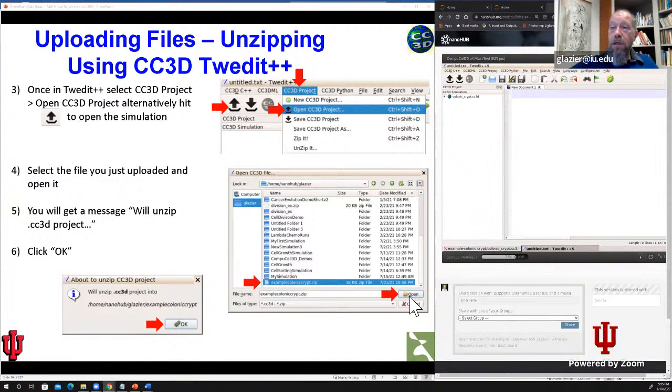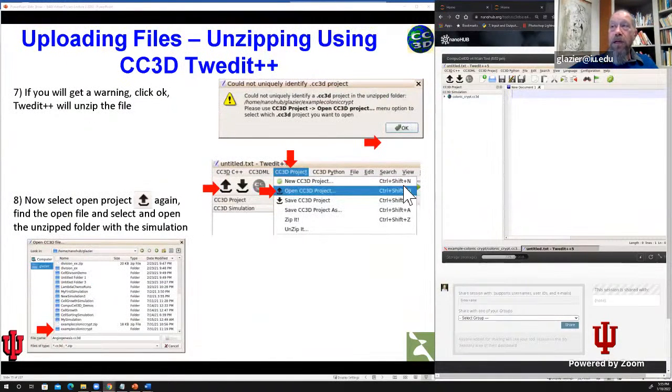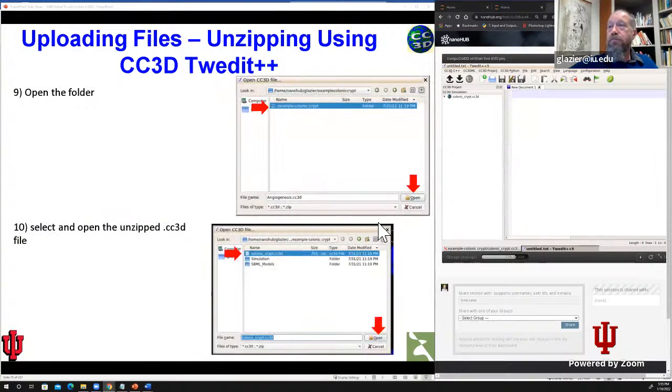When you click open, it may throw you a warning message saying, we'll unzip into such and such. And that should be clicked OK. It may give you a second warning message. And once it's unzipped, you can open it, and you should be able to also then run it. So when you've got it, you should be able to open it, find the model, click on the CC3D. It should look like this.